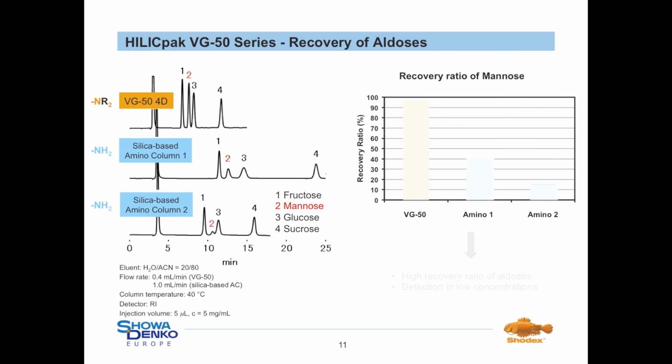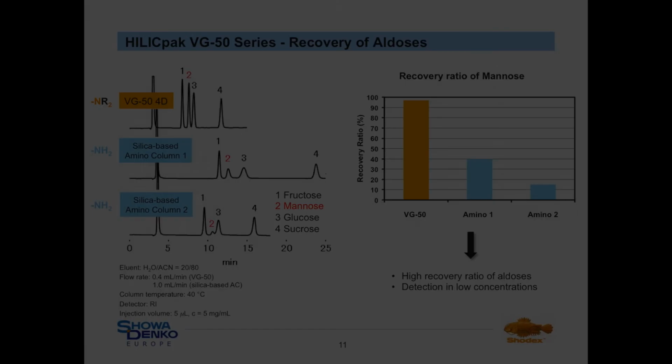On the right side in the diagram, you can see that the recovery rate of mannose in the case of the HILICpak VG-50 is almost quantitative, whereas in the case of amino column 1 it is 40%, and for amino column 2, below 20%. Therefore, it was clearly shown that the HILICpak VG-50 series is suitable and should be favoured for the analysis of aldoses like mannose, especially when you have to determine them in low concentrations.